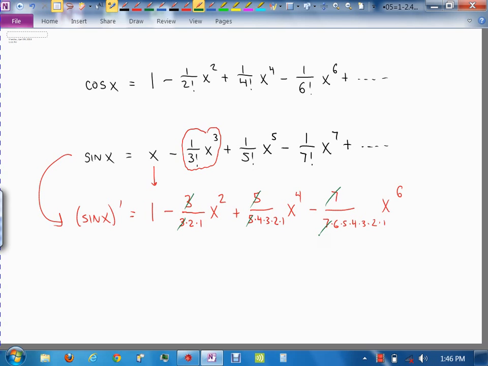And isn't this 1 minus 1 over 2 factorial x squared plus 1 over 4 factorial x to the 4th minus 1 over 6 factorial x to the 6th? And isn't that cosine x? Isn't that beautiful?